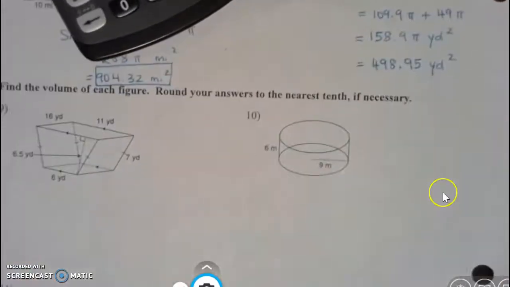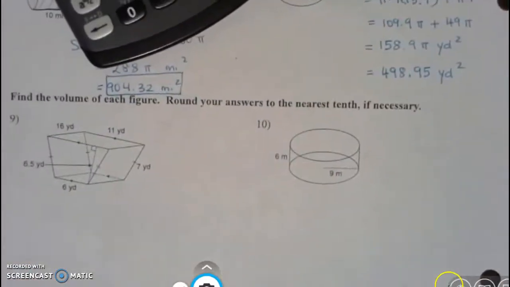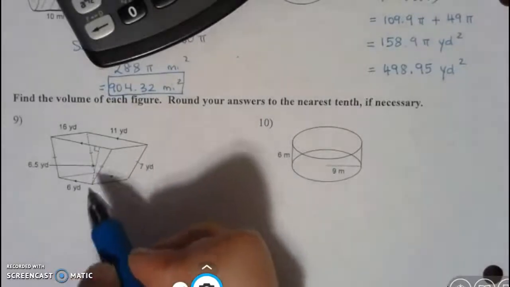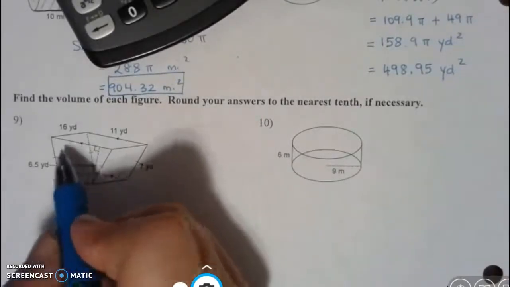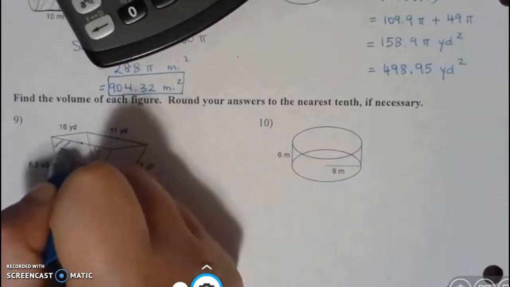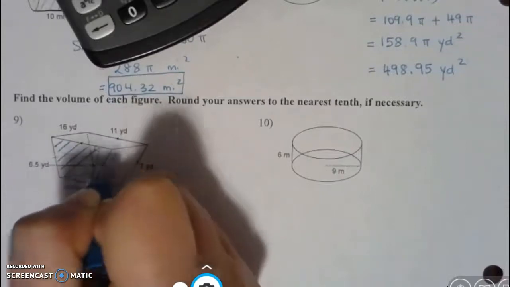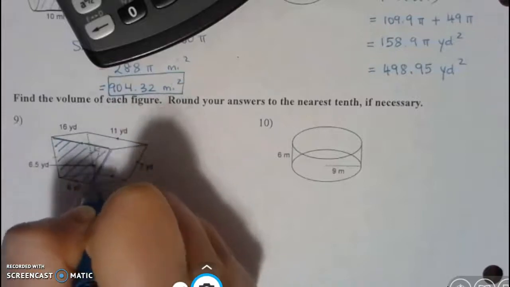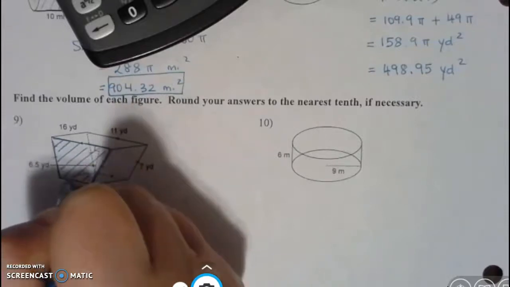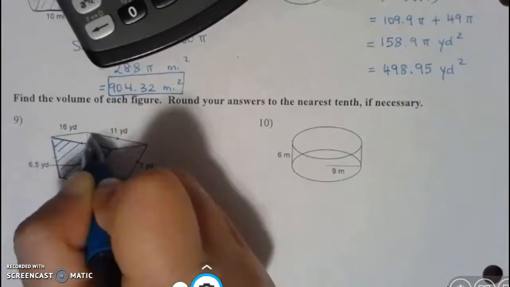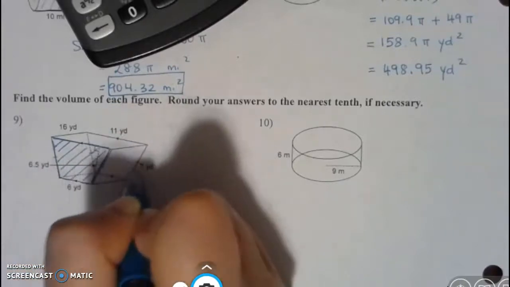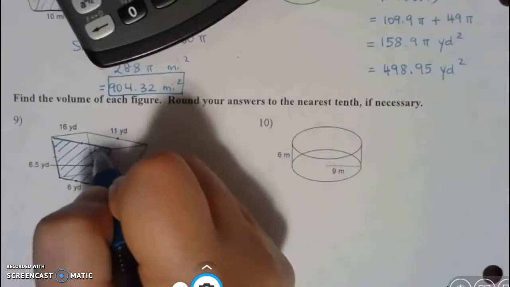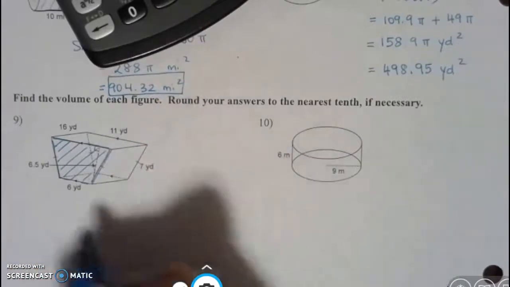Alright, so 9, 10, 11, 12 is finding the volume. What is the volume? What is this shape? Okay, it is a trapezoidal prism. The base is this trapezoid right here. You can see that there is this base here, and parallel on the other side is another base. And we are told that the height of the trapezoid is 6.5.